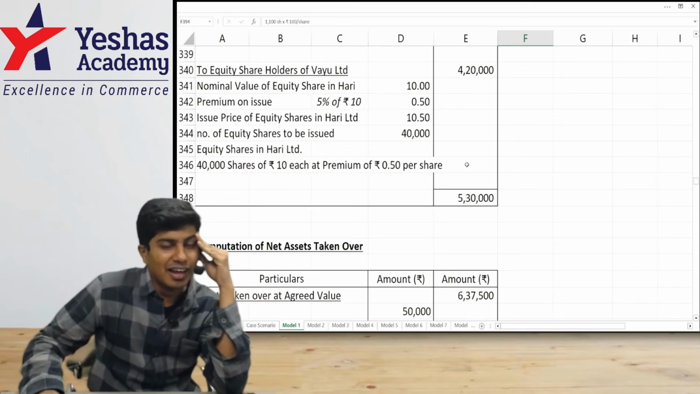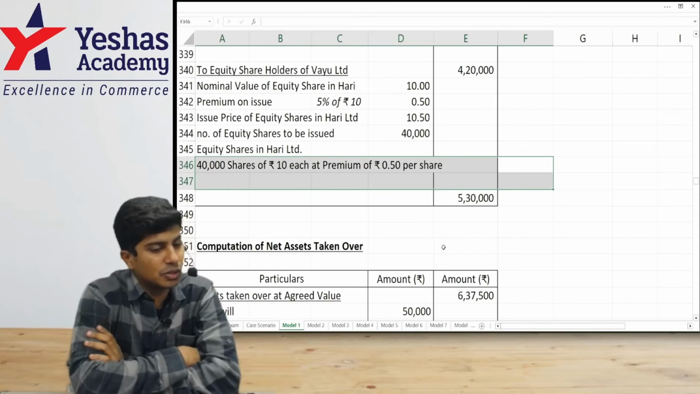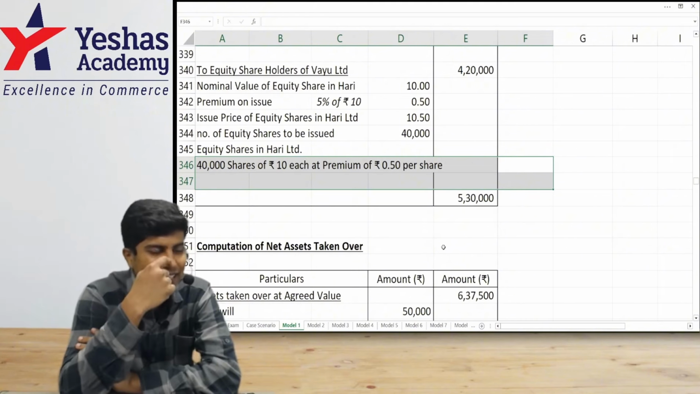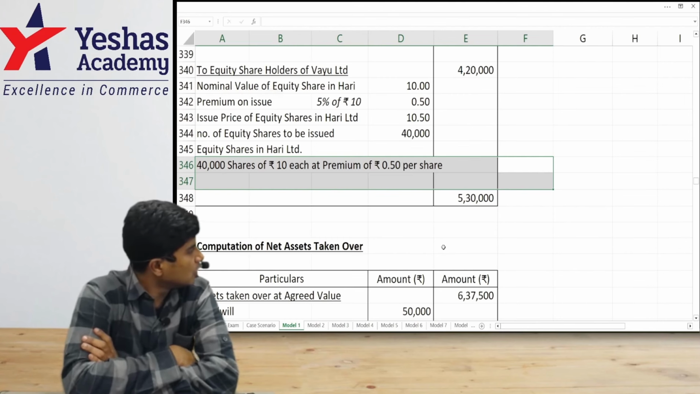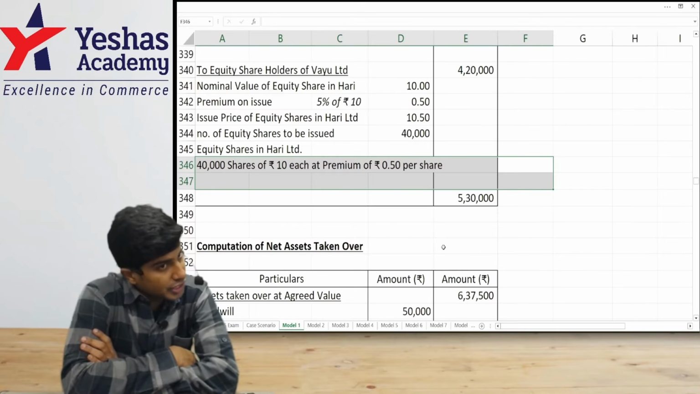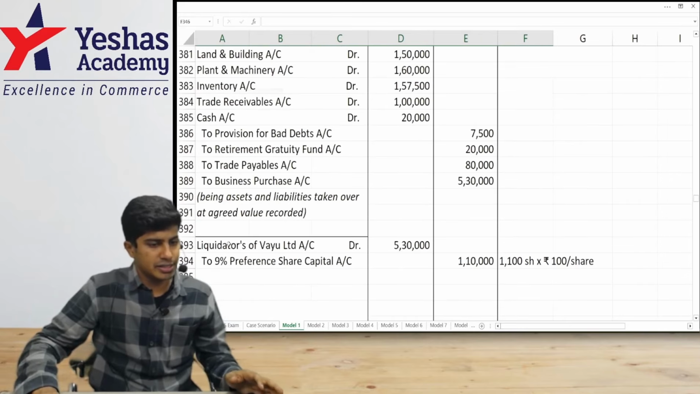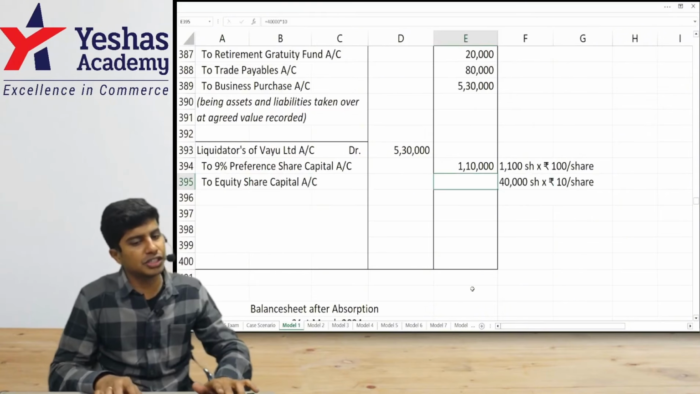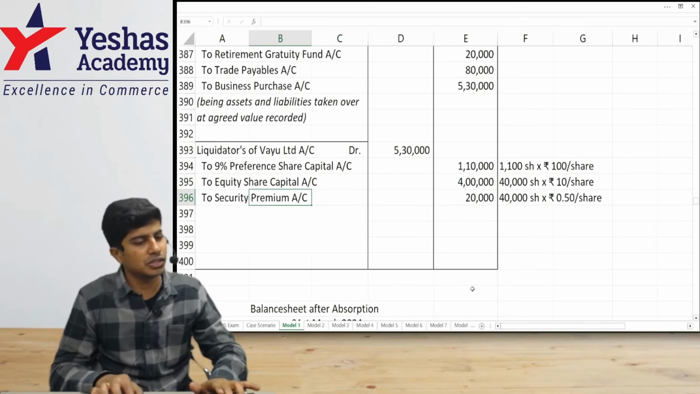Here the securities premium is there. Careful, observe: 40,000 shares of rupees 10 each at a premium of 0.5. You know why I write this detail when we do purchase consideration computation? So that when we're writing entries, we will not forget to write securities premium. Now I should write equity share capital account, 40,000 into 10, 4 lakh. Securities premium account, 40,000 into 0.5.